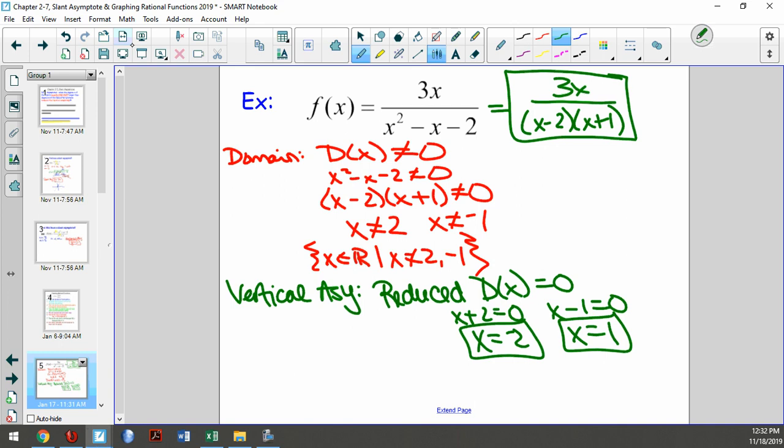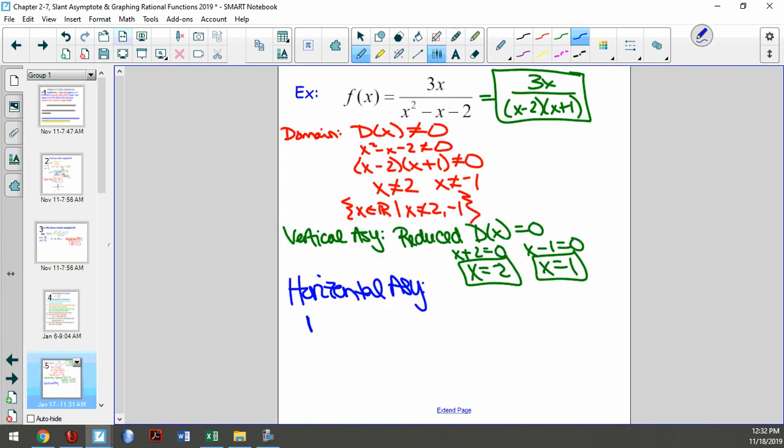Okay, the next thing I want to do is a horizontal asymptote. Well, how do I know if I have a horizontal asymptote? Horizontal asymptotes are found by comparing the degree of the numerator, which is going to be 1, with the degree of the denominator, which is going to be 2. So n is 1 and m is 2. What is the relationship between n and m?